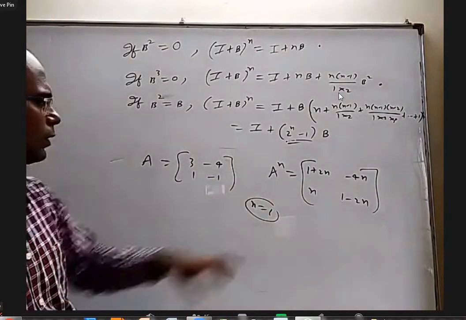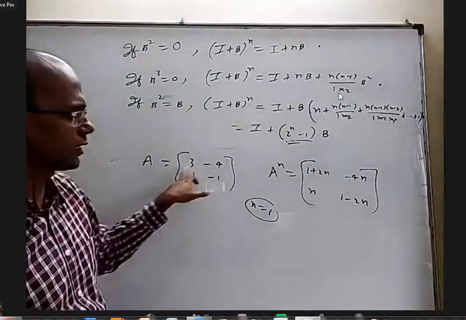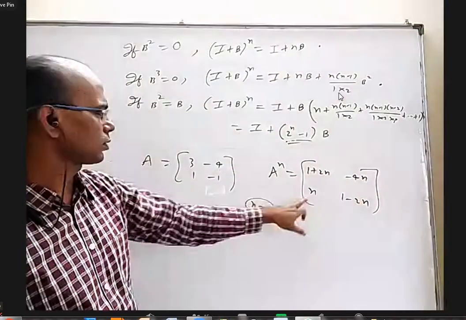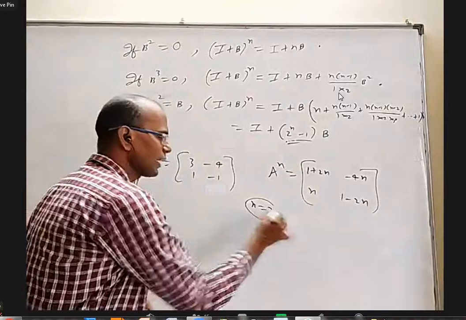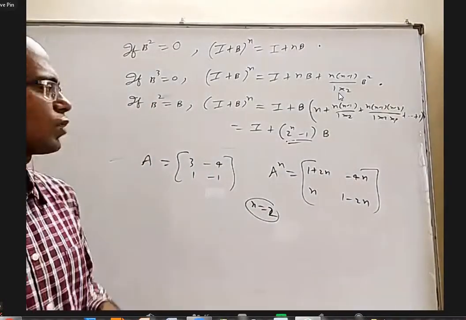Yes, sir. When you put n equal to 1, it is becoming 3. When you put n equal to 1, it is becoming minus 4. This is becoming 1. 1 minus 2 is minus 1. So it is correct. Okay. Yes, sir. If you take n equal to 2, is it correct or not? Let's say you want to check.